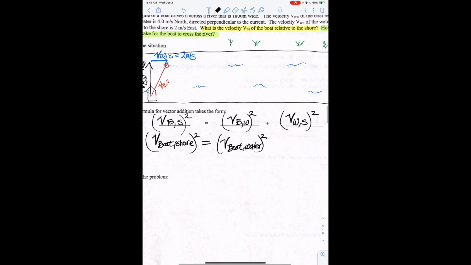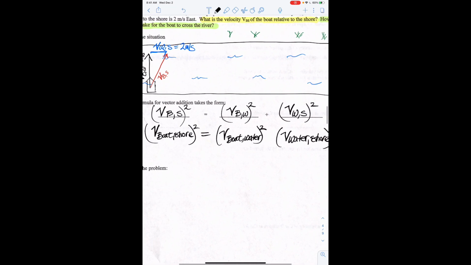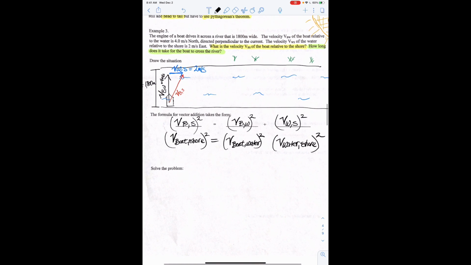I know sometimes these variables get a little confusing. Go ahead and write it out. And kind of when we say shore, what we're saying is if somebody is standing over there on the shore, that's kind of where we're going with that.